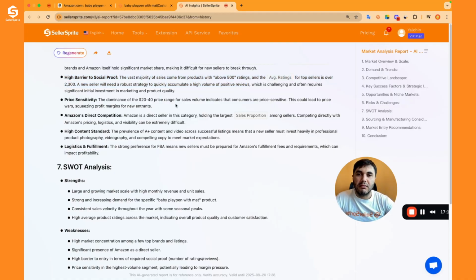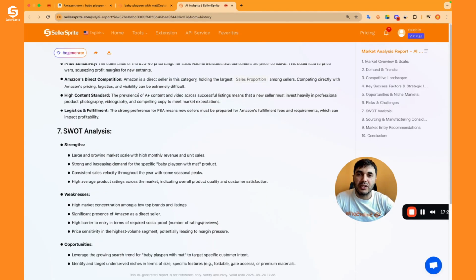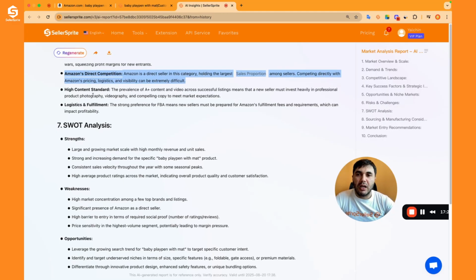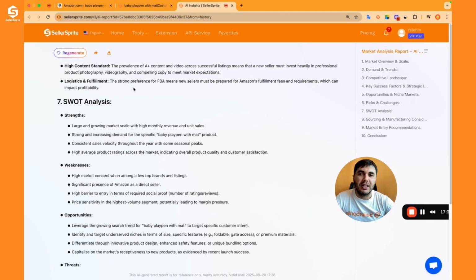Price sensitivity, this we talked about. Amazon direct competition, this is also a drawback, and as a risk, there are some vendor central sellers. We highlight it as a risk. High content standard, the plus content, this is easy, don't need it.